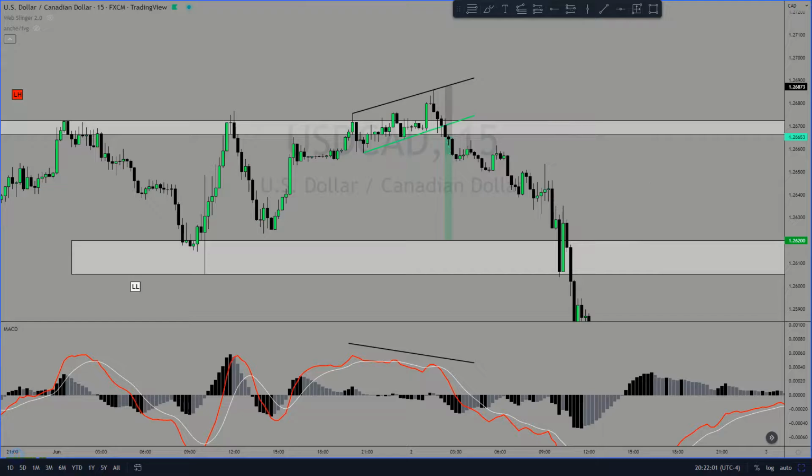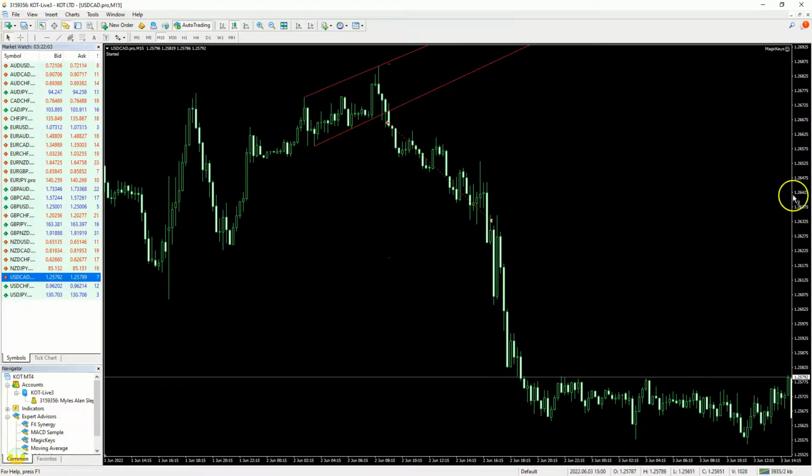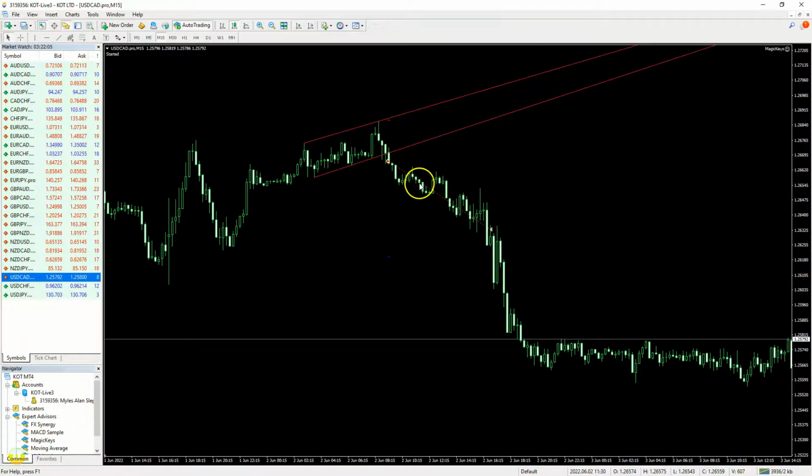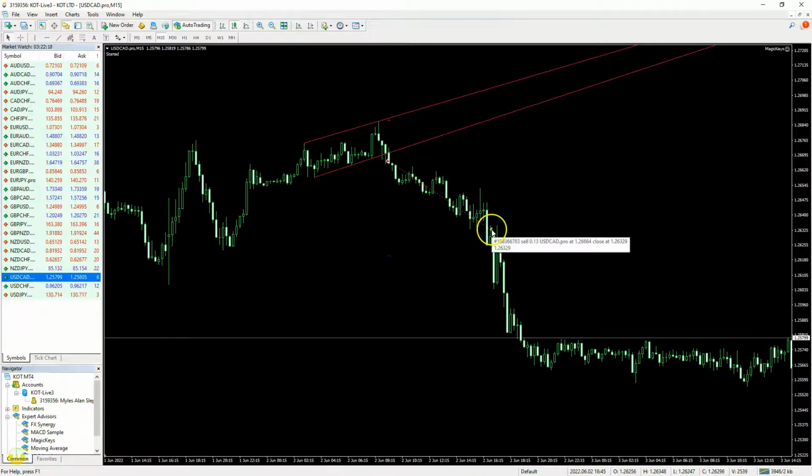Here's the live execution on MetaTrader. So we're looking at $CAD here. We can see my entry at this price and my stop loss just a few pips beyond the high. This was the target at that demand zone beneath, and this is where I manually exited the trade. So that was trade of the week.